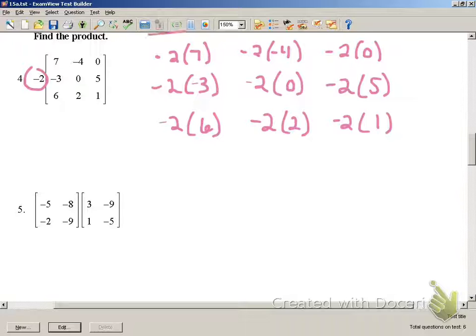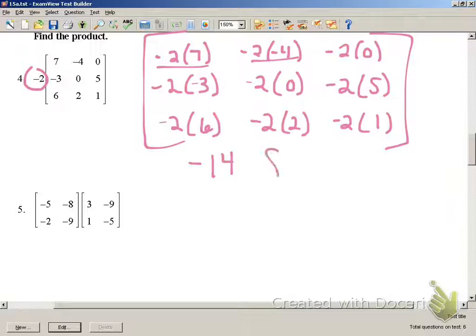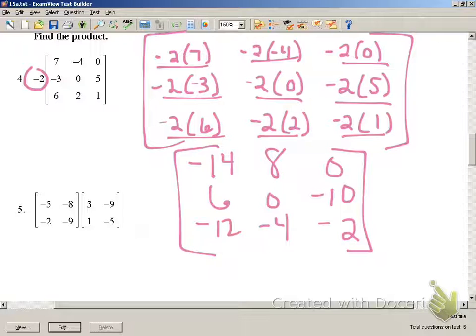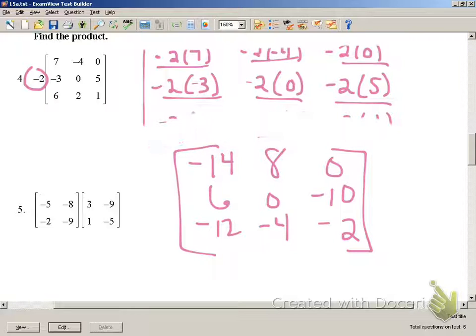So now we multiply. That is our matrix. As we multiply, we have negative 14, 8, 0, 6, 0, negative 10, negative 12, negative 4, and negative 2. And that is our solution for number 4. We simply take the values and multiply them together. That's what we do when we have a scalar.